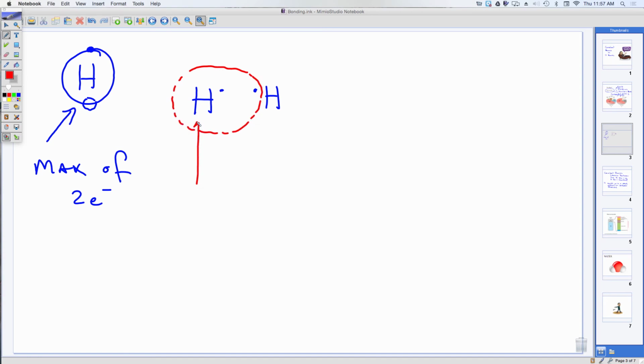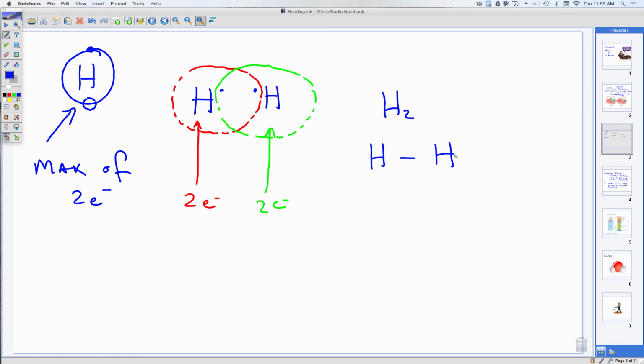So from the perspective of this hydrogen, it has 2 electrons. The other hydrogen has the perception of having 2 electrons. And as a result, those electrons are being shared. So we represent this H2 as H bonded to H. This is a covalent bond, and it is strong.